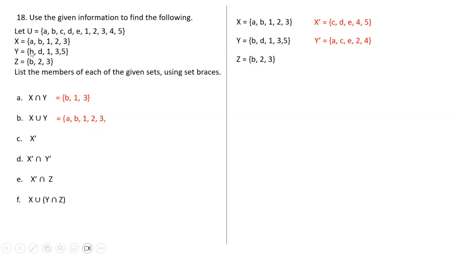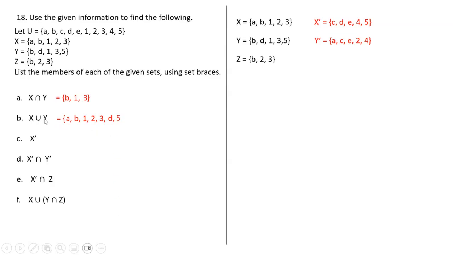Okay, so the Y is B, right? Is a B there already? Yes, so I don't write it again. The D, is a D there? No, so the D goes in there. The 1, is a 1 there? Yes, it is. Is a 3 there? Yes, it is. Is a 5 there? No, and the 5 is not there, so we put the 5 also.